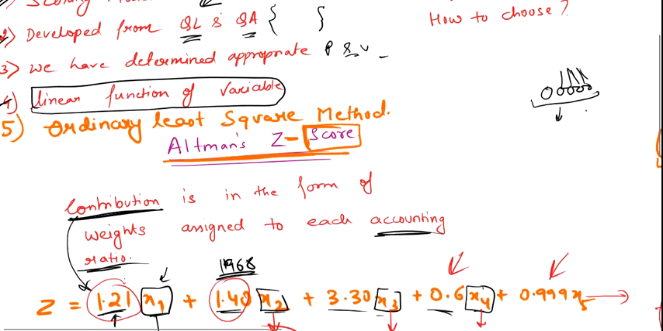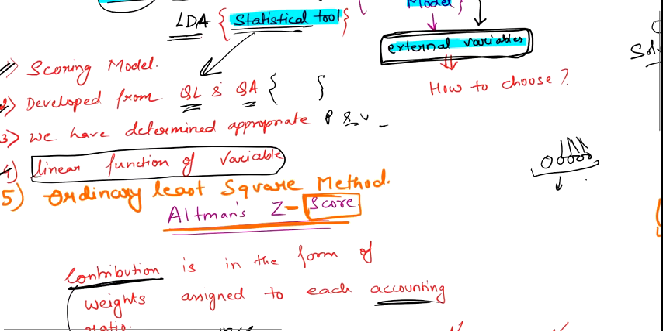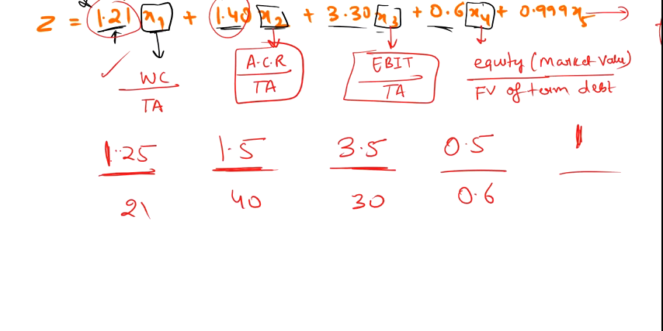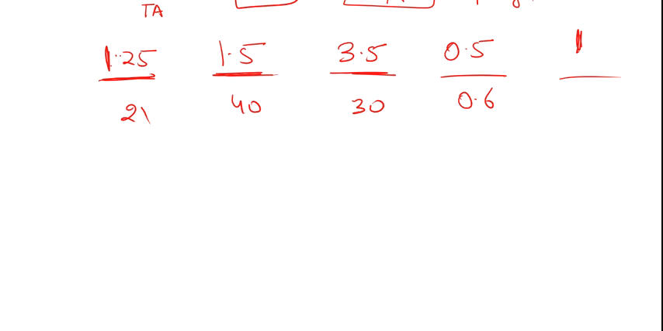Clear? So this Altman Z score is basically an example of where we have used the LDA. There is another example where we have used the LDA, that is the RiskCalc model, basically a risk calibration model.